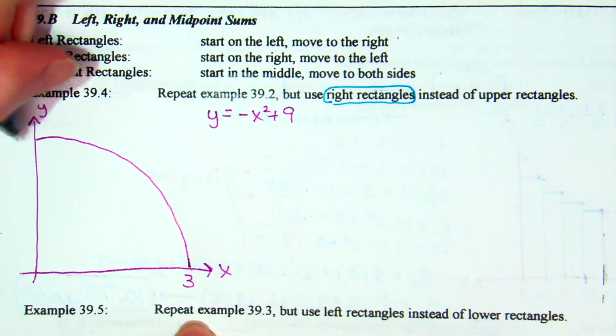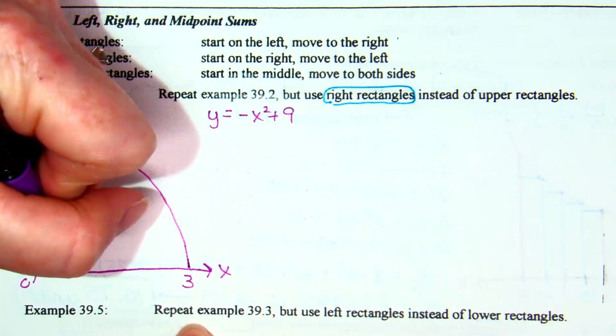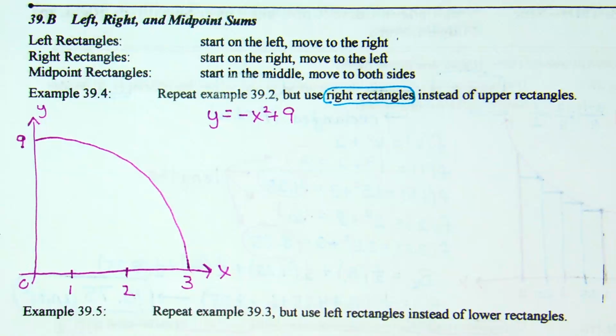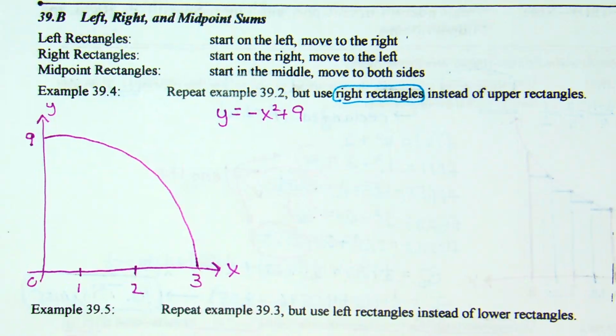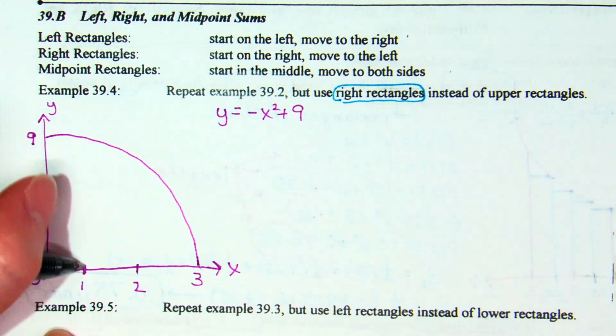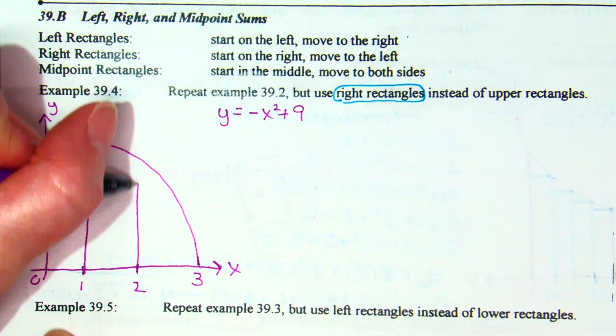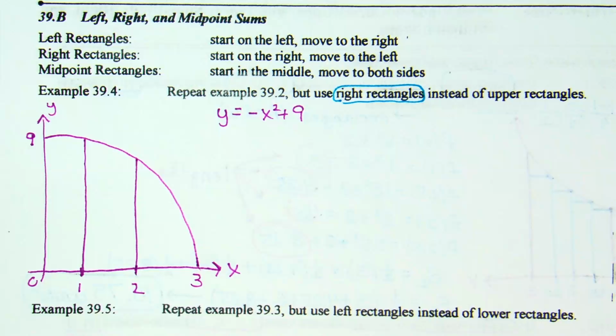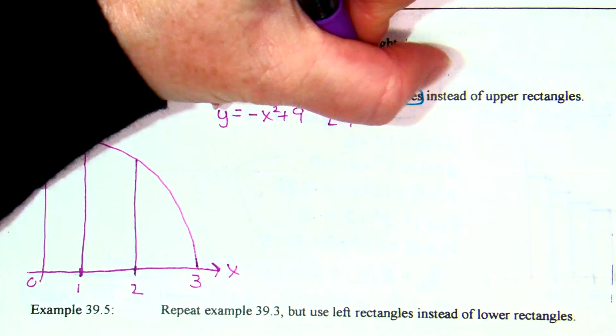So it's the parabola upside down. Nine on the y-axis, goes at 3 on the x-axis. Remember, the important parts are between 1 and 2. Because it was the interval 1 to 2, it's green, and it was n equals 5.